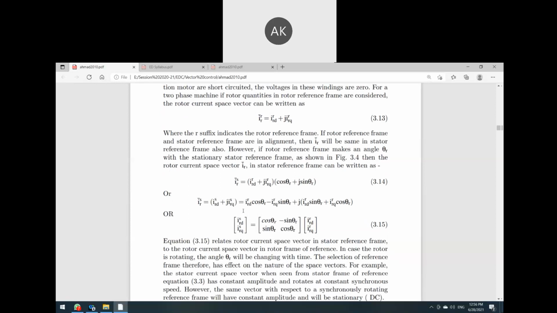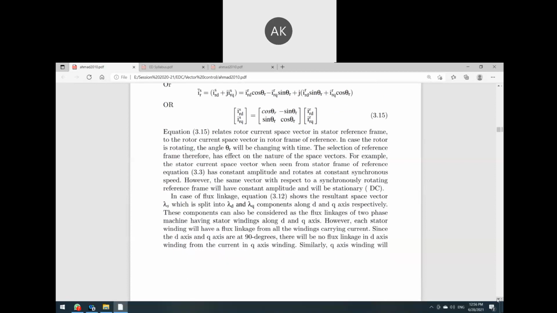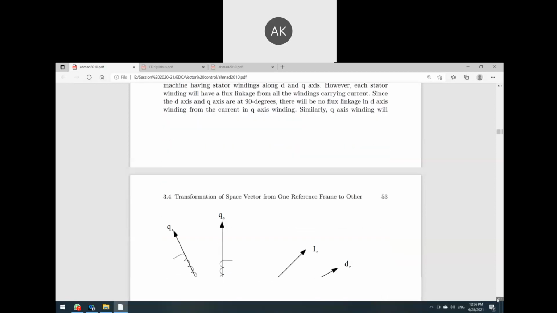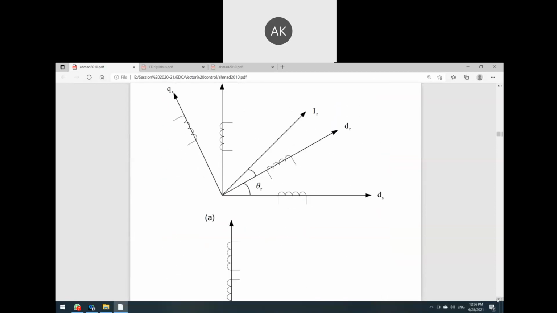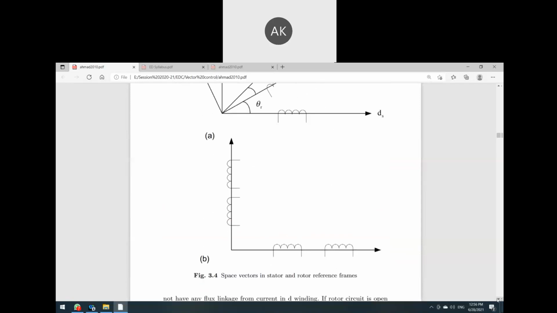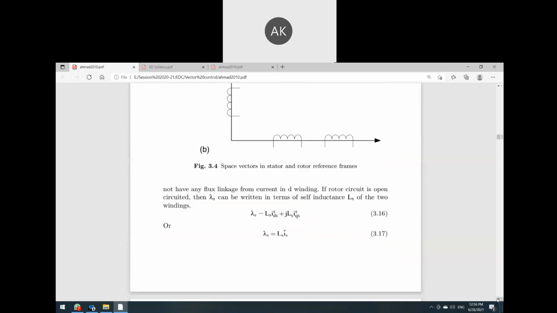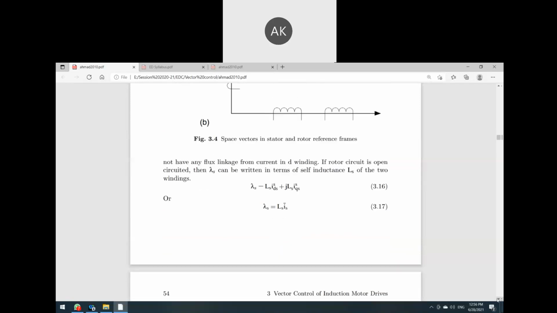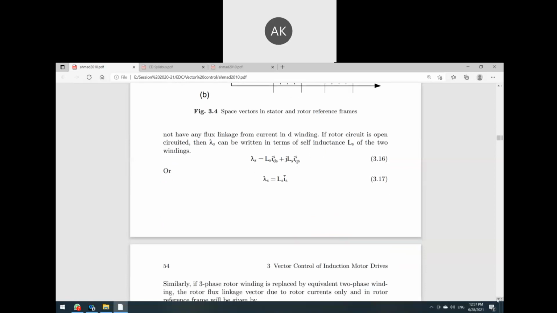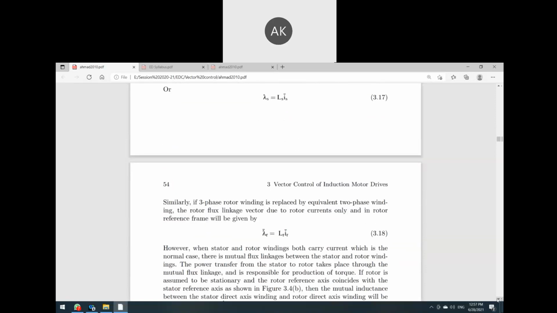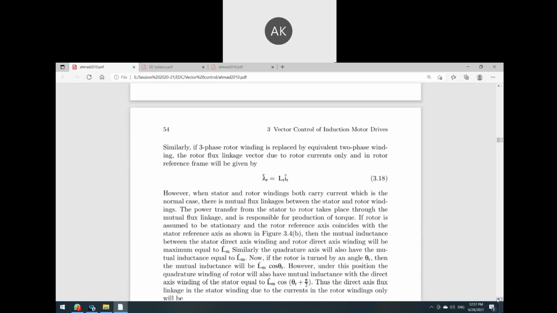So this is how we can convert the stator reference frame quantities to the rotor reference frame, and rotor reference frame quantities to the stator reference frame. This is the representation of how the angle theta is there. Similar to the current, we can also convert the flux and other quantities to the rotor and stator reference frame.